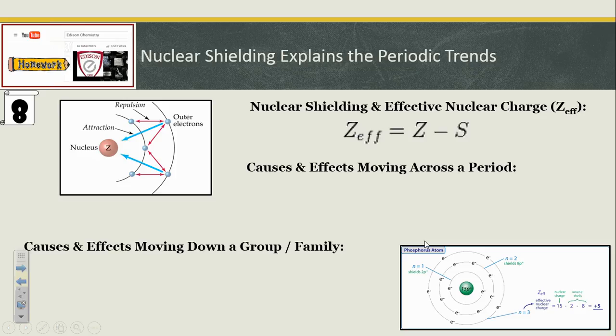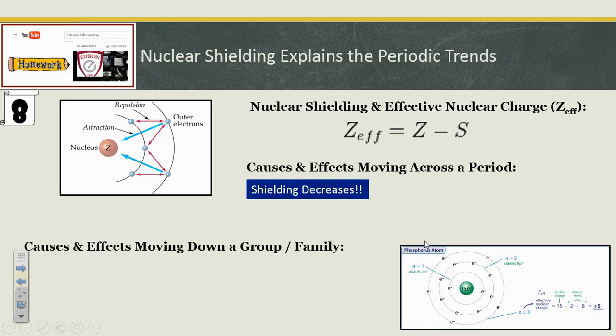So this is only one page, page 23 in our packet, on nuclear shielding and the periodic trends. So nuclear shielding and effective nuclear charge, Z effective. So effective nuclear charge is how strong the nucleus is pulling on the electrons, okay?